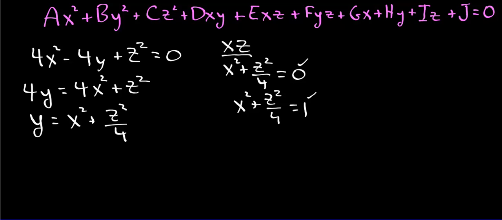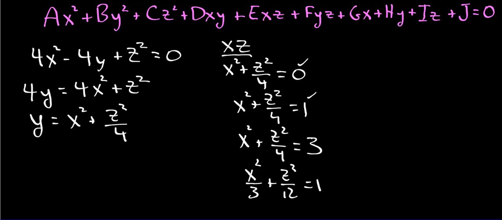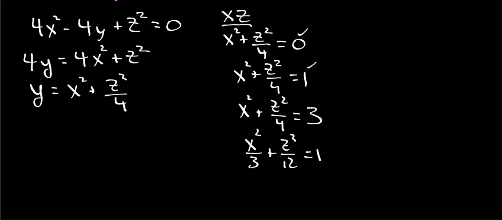Now, as we move along the y-axis, we see that we get a bunch of these ellipses. So we get x squared plus z squared over 4 equals, let's say, 3. Just divide by 3, and I got x squared over 3 plus z squared over 12 equals 1. Clearly, that's an ellipse. So if we're talking about the traces parallel to the xz plane, then what we have are ellipses. Okay, no question about it.